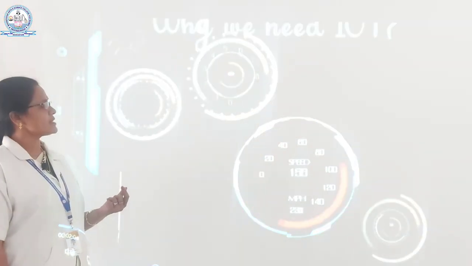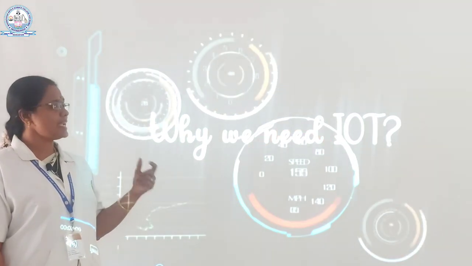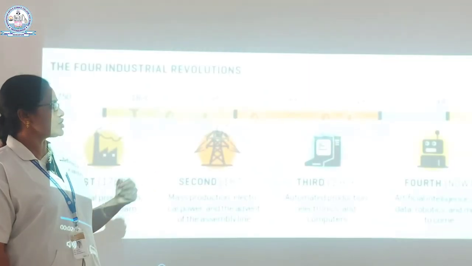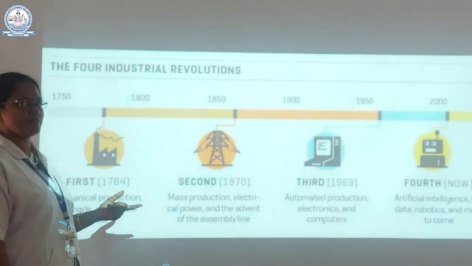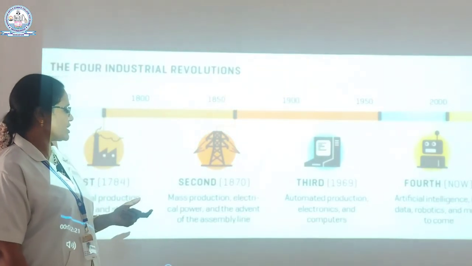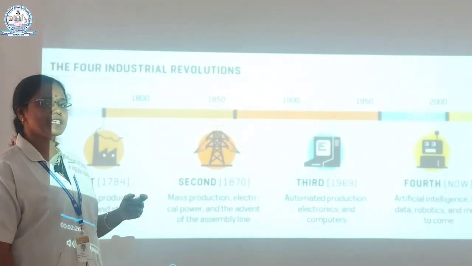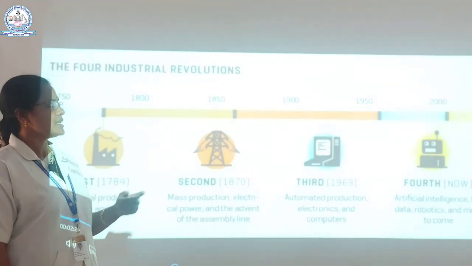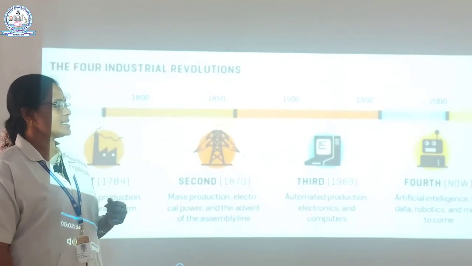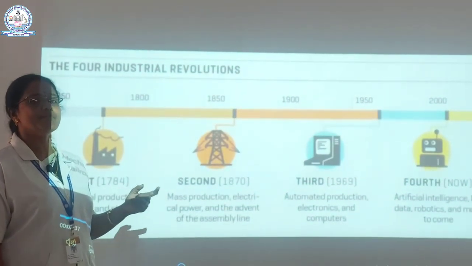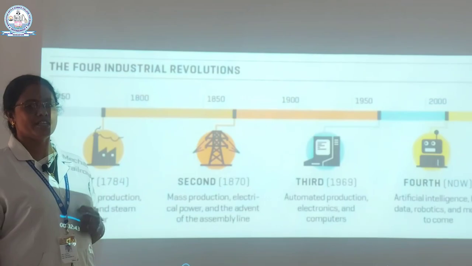Then the next topic, why do we need IoT? What are the revolutions that are involved in IoT? See the revolutions. The first revolution: mechanical production, railroads and steam power. Then the second revolution: mass production, electrical power and the advent of the assembly line. Then the third revolution: automated production, electronics and computers. Then the fourth revolution, which we are using now: artificial intelligence, big data, robotics and more. So what is Industrial Revolution 4.0?